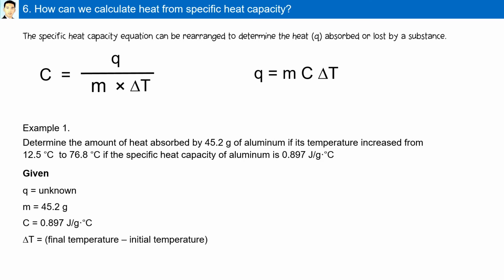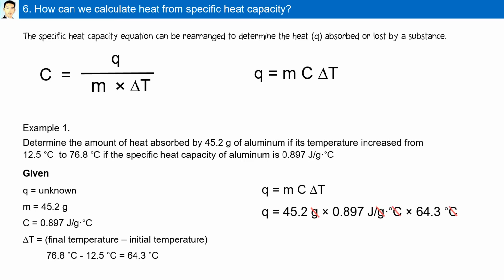Here we have our given. The temperature change is 64.3 degrees Celsius. Substituting into our formula, we have the heat as 2,607 joules.